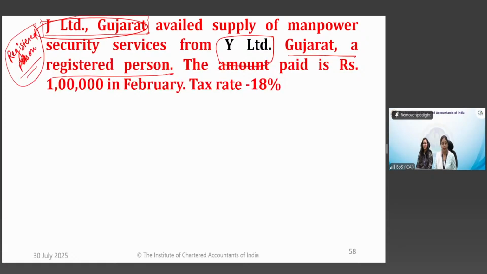Supplier Y Limited is a registered person, recipient J Limited. Tell me the applicability of ITC in relation to whether ITC will be available or not. As we have already discussed, this service is taxable under reverse charge mechanism. So whether input tax credit is available for the services which are taxable under RCM or it is not available.